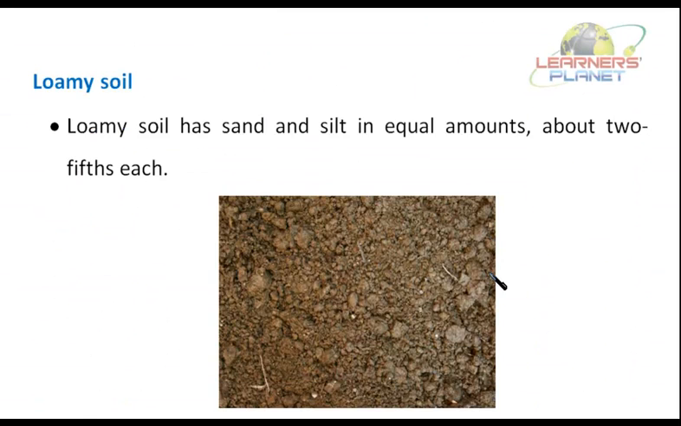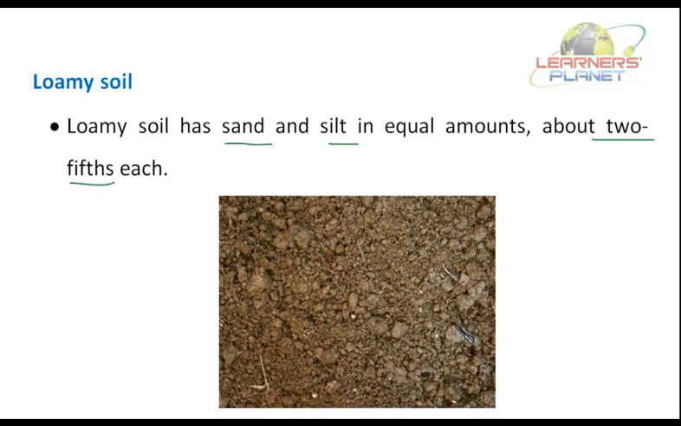Besides these two types of soil, there is a third type of soil called loamy soil. Now, loamy soil consists of sand and silt in equal amounts, that is about 2/5 each. So there is 2/5 of sand and 2/5 of silt, and then this makes up the loamy soil. Here you can see the beautiful picture of loamy soil.